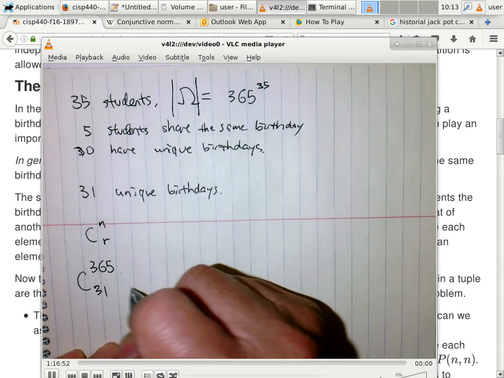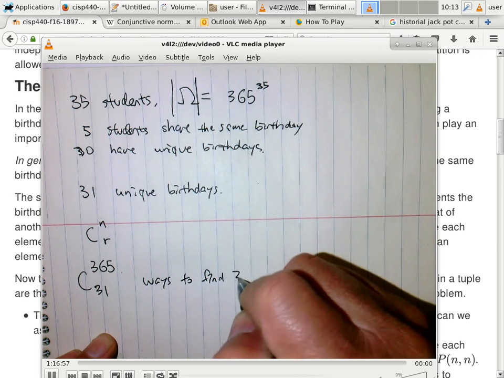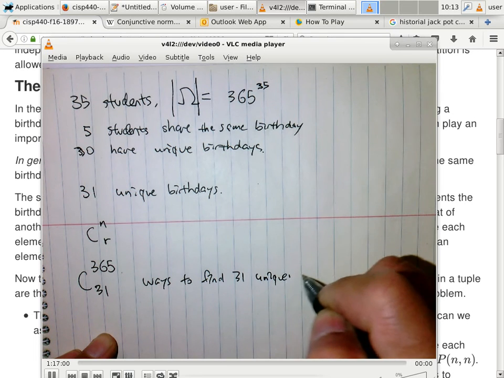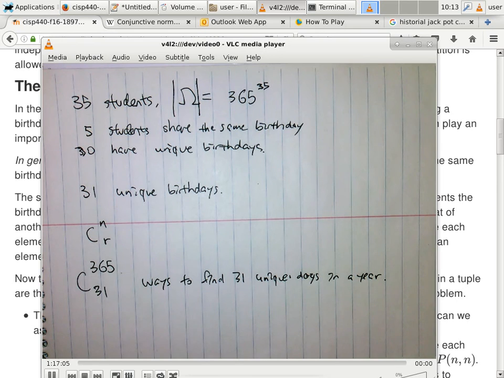So this is the number of ways to find 31 unique days in a year. That's a part of what we need, but that's not the actual thing that we need, because now we have 31 birthdays, and then we say, okay, how can we distribute these 31 birthdays amongst 35 students so that we end up with 30 students with unique birthdays and 5 with the same birthday. So that becomes the next question. How would you approach that problem?